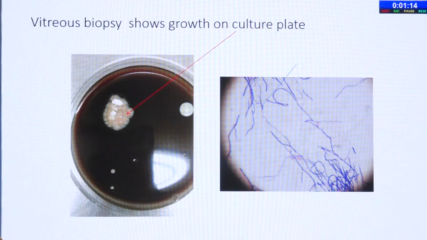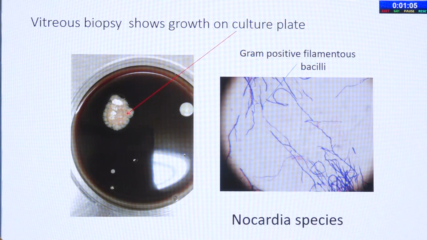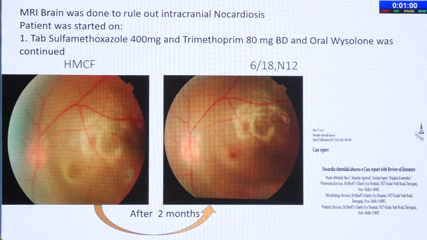I really didn't know what I was dealing with, so we subjected this young child to a diagnostic vitrectomy where the sample was collected over this macular lesion, and it was sent for examination in the lab. Acid-fast staining came out to be negative. The PCR for MTB bacilli was also negative. The culture started having this fluffy white growth on chocolate agar, and it came out to be a gram-positive filamentous bacilli, finally diagnosed as Nocardia species.